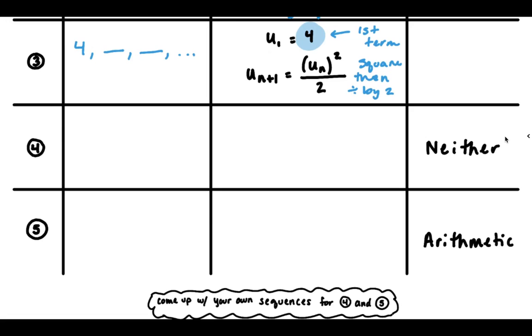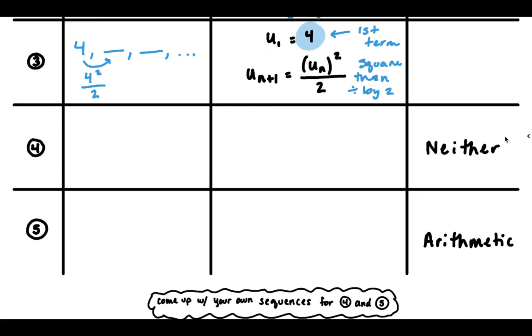So from 4 to the next, I'm going to take 4, square it, and then divide it by 2. And that's going to give me a number for here. Then to get the next number, I'm going to do the same thing again with whatever this number is. I'm going to square this number and then divide it by 2, and that will give me this number. Then I would square this and divide it by 2 to get over here, and so on.